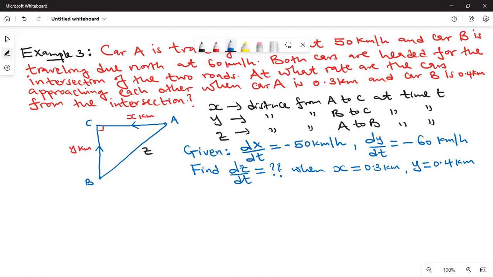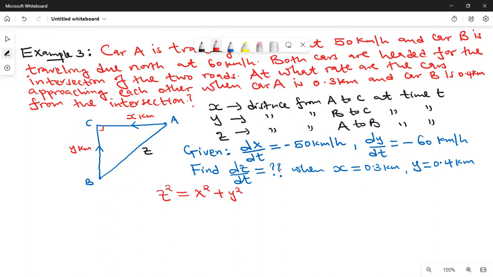Step 2, let's come up with an equation relating x, y, and z, of course, at any time t. If you look at our triangle, we can deduce from the Pythagoras theorem that z squared is equal to x squared plus y squared. That is from Pythagoras theorem. Now, that is the equation relating those.